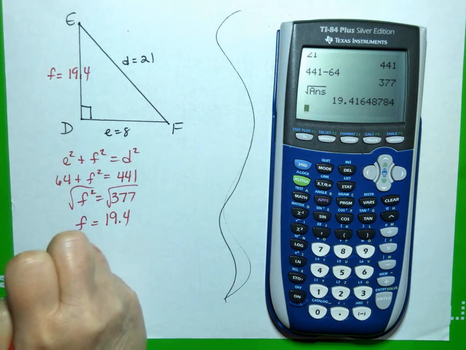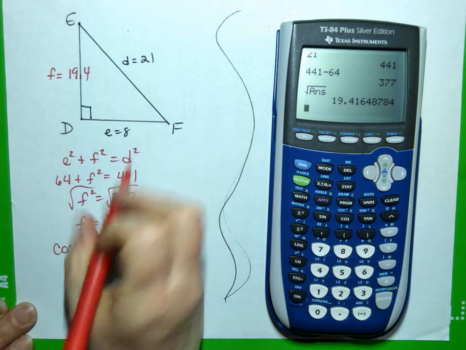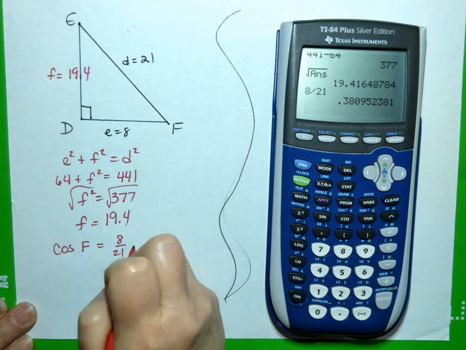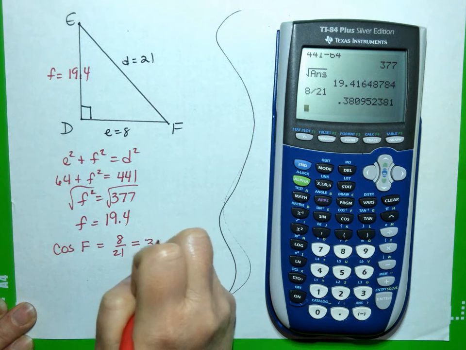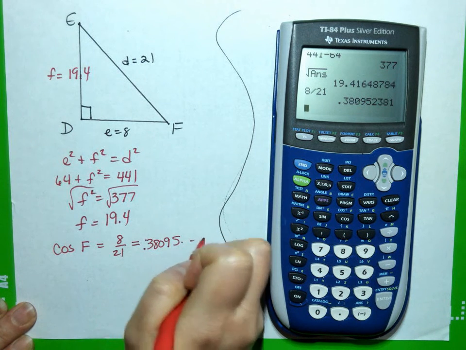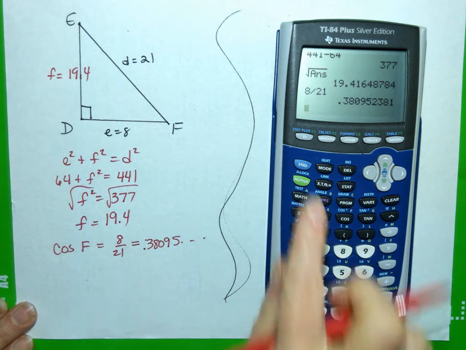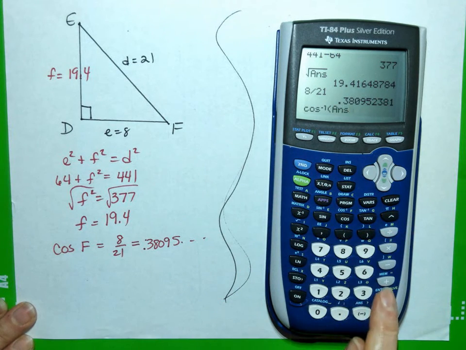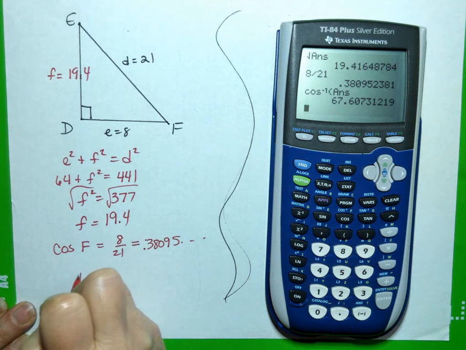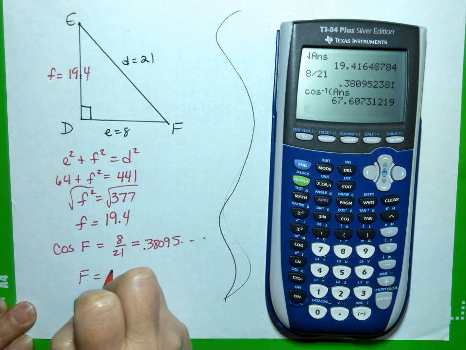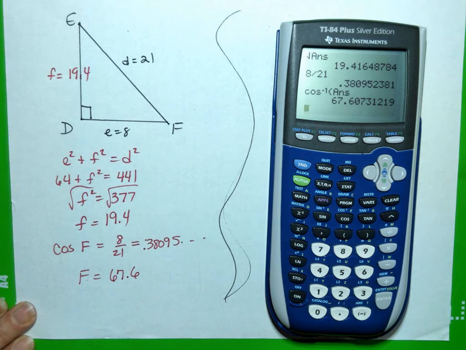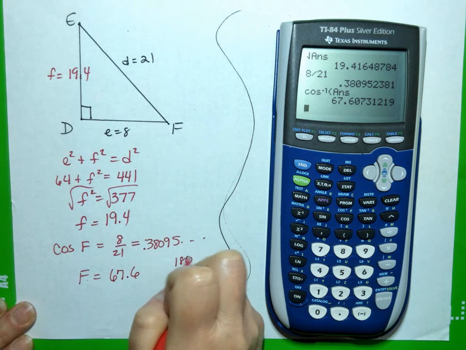I'm going to say that the cosine of F is 8 over 21. So 8 divided by 21 gives me 0.38095. Second cosine of that number equals, I have angle F is 67.6 degrees. I have 180 degrees in my triangle.